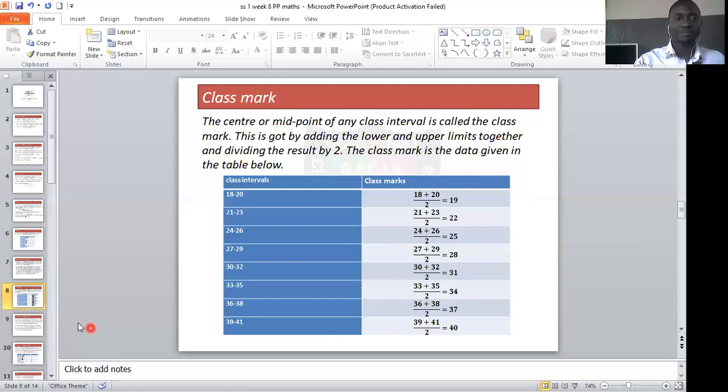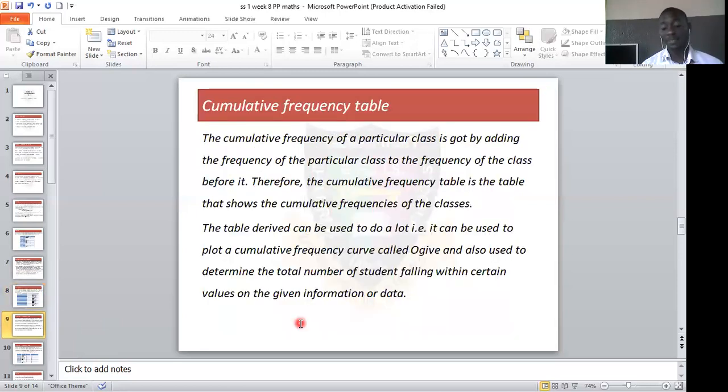So let's look at the cumulative frequency table. This is a bit different from the normal frequency, but this is how you prepare your cumulative frequency. The cumulative frequency of a particular class is got by adding the frequency of the particular class to the frequency of the class before it.